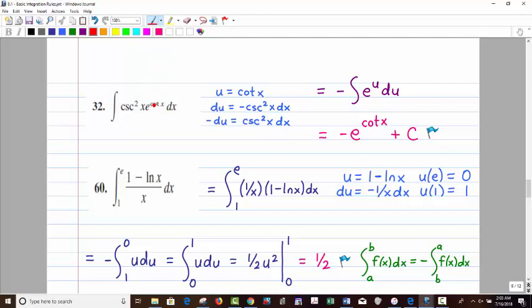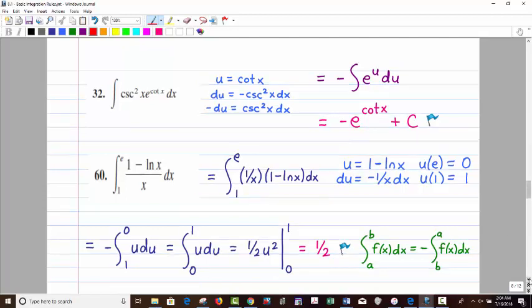So if you let u be cotangent x, the derivative is negative cosecant squared dx. And you just have to adjust for the negative, so then it's perfect. You've got it set up perfectly. Then it becomes the negative of e to the u du, and the antiderivative of e to the u is about as simple as you can get, because you don't have to do 1 plus 1 over 1 plus 1 or anything like that. The antiderivative of e to the u is just e to the u. So it's negative e to the u in this case, so it would be negative e to the cotangent of x plus c.